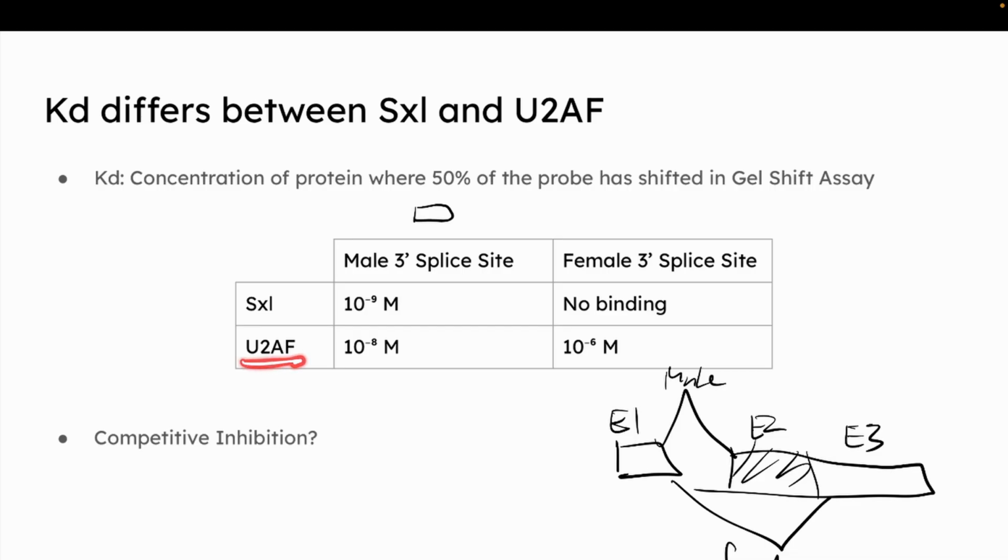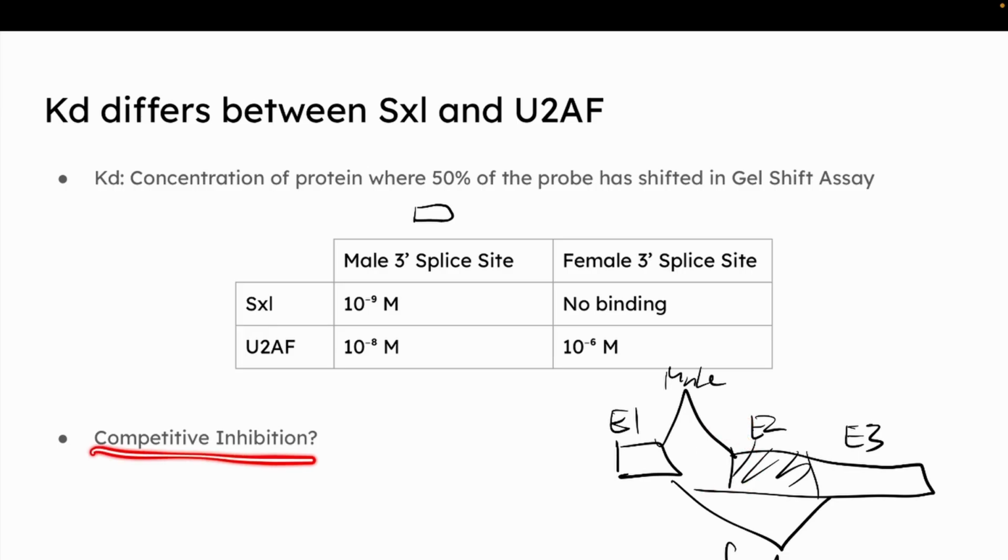And obviously U2AF can bind there, which also makes sense if it's involved in splicing. I mean, it kind of has to be there, right? So this makes sense. This is very consistent with our model so far. But we want to investigate this a bit more, okay? Does this mean that Sex lethal and U2AF both have binding affinity to this splice site?